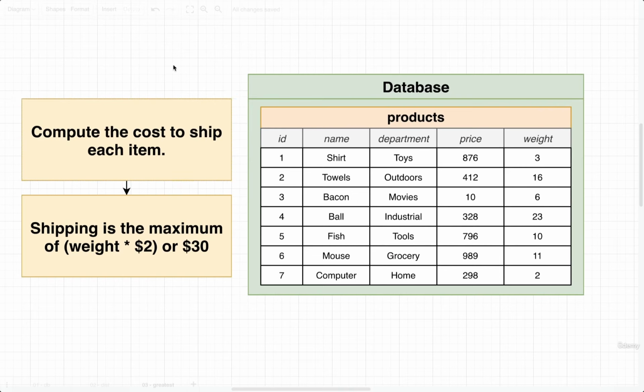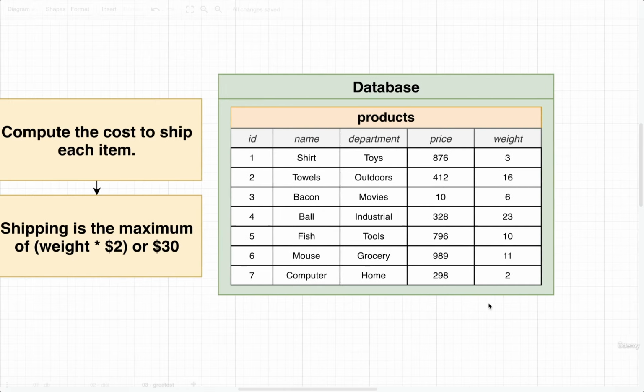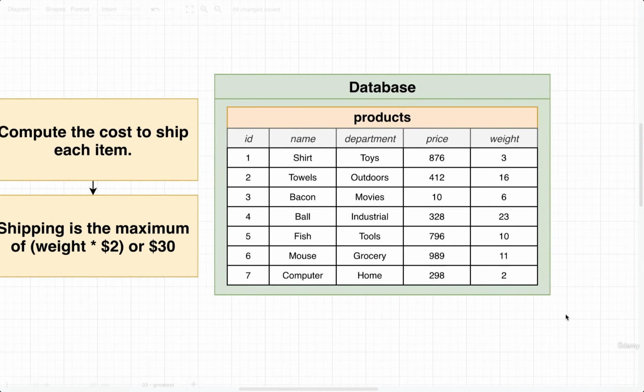Let's say that we want to compute the cost to ship each item inside of our products table. And maybe the rule for calculating the shipping cost is that we have to find the greatest or the maximum of two different values. So shipping an item is going to cost the greater of the product's weight times $2 or 30. So at a minimum, it is $30. Otherwise, it might be the weight times 2 if it is greater than 30.